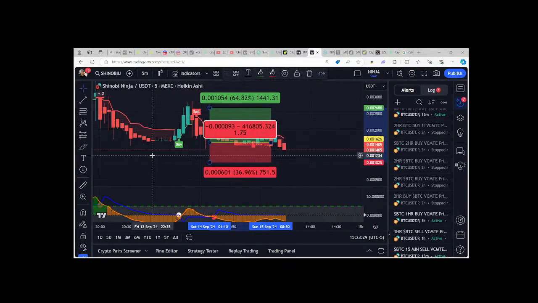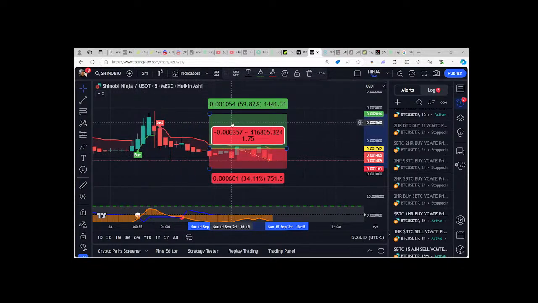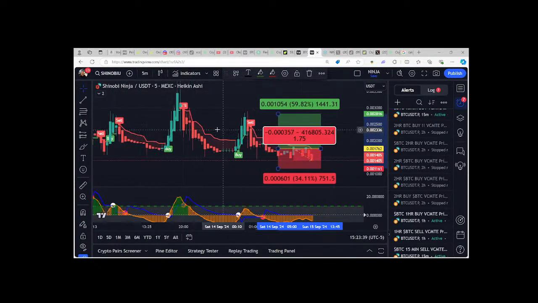So right now we have alerts on here. How easy it is to buy is when Ninja Token sends me an alert, and I get an alert on my email. My email says that I should buy Ninja Token. I'm going to buy Ninja Token.